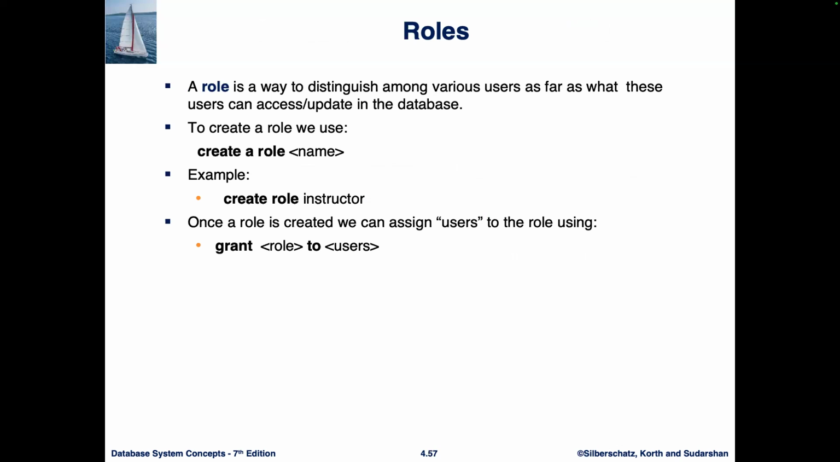Create role, then role name. Let's say we want to create a role for all instructors. Create role instructor. Assign users to a role. Once the role is created, we can assign users to it using a grant statement. This allows you to assign the privileges associated with the role to a specific user. For example, grant role name to users. So you can say grant instructor to U1, U2.